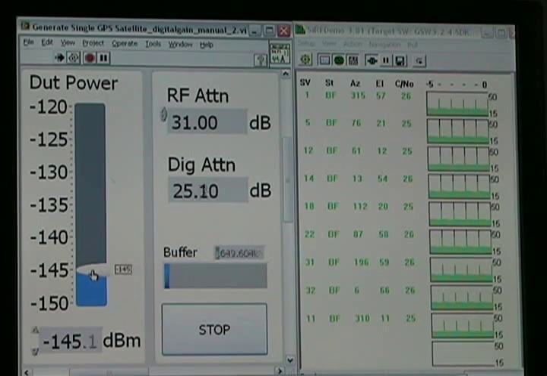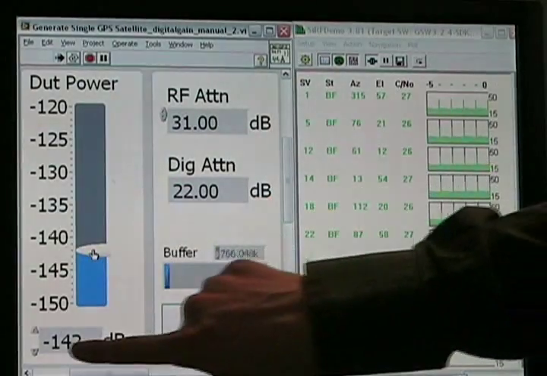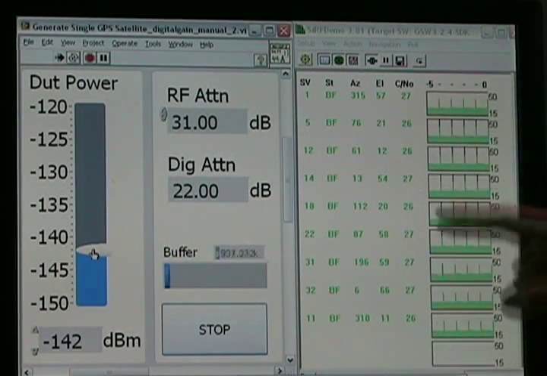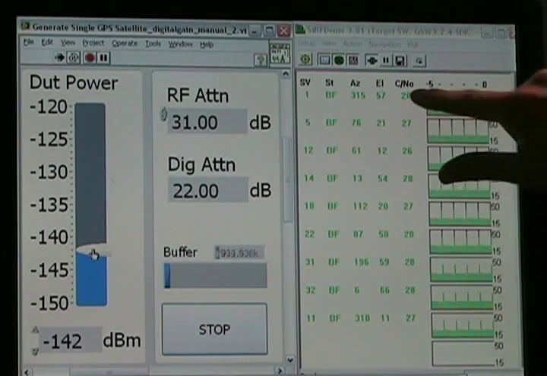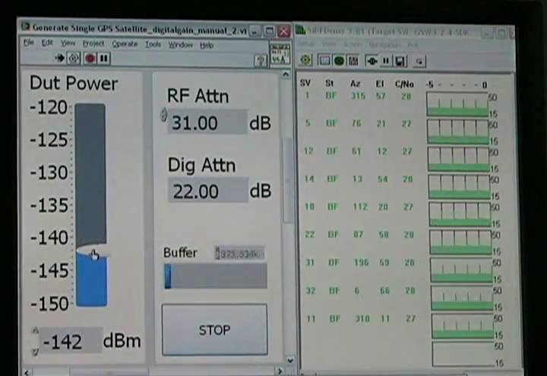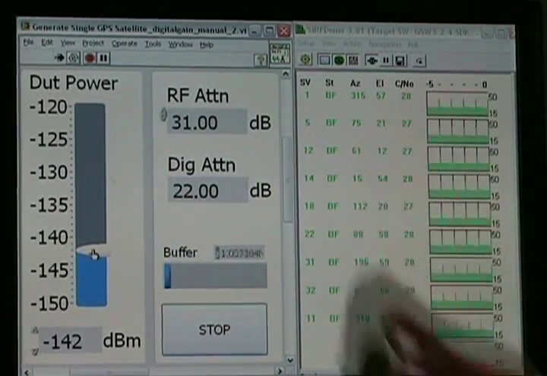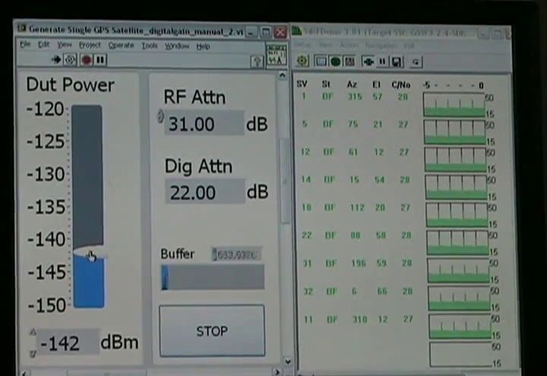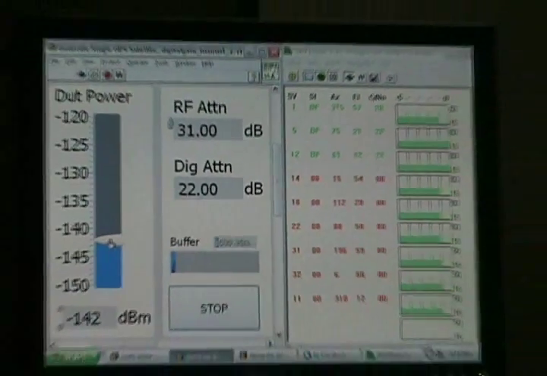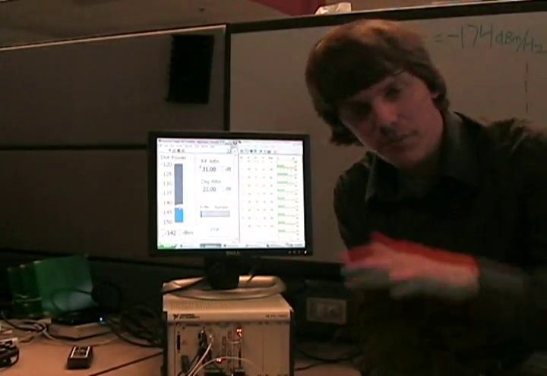And so, according to our estimates, we should see a sensitivity of negative 142 dBm. And if we look at the C to N, our C to Ns are just about 28 dB-Hz, the value we would expect. So based on this demo, we can see that sensitivity measurements can be made on a GPS receiver simply by adjusting the RF power to the appropriate level.